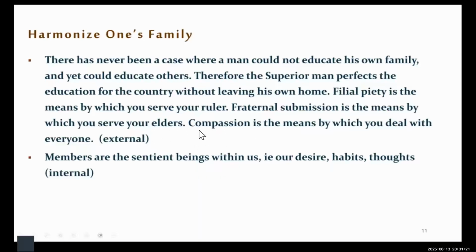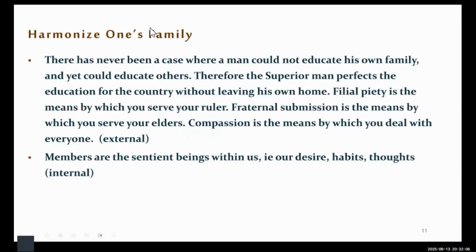So this whole paragraph is talking about the external functions, or the external results, of the cultivation of the individual. Because of this, we also practice all this virtue. Filial piety, fraternal. Actually, submission is not a good word here. I would say fraternal. I'll figure it out later.